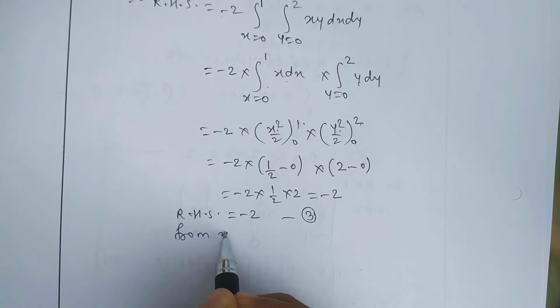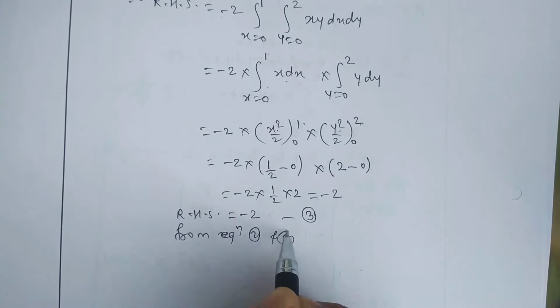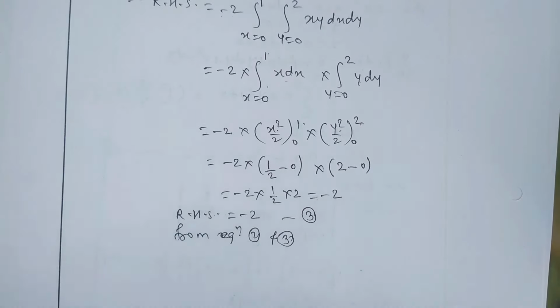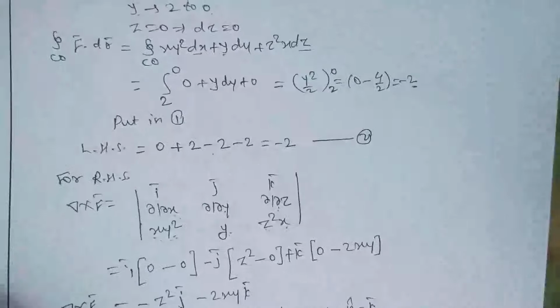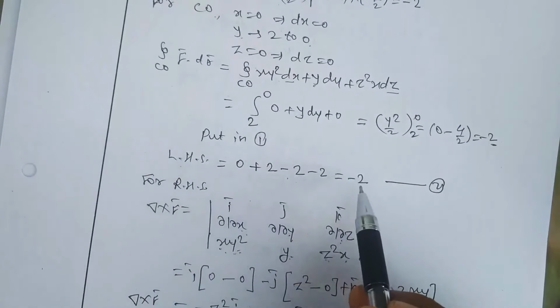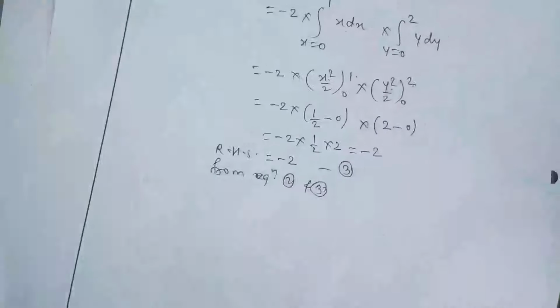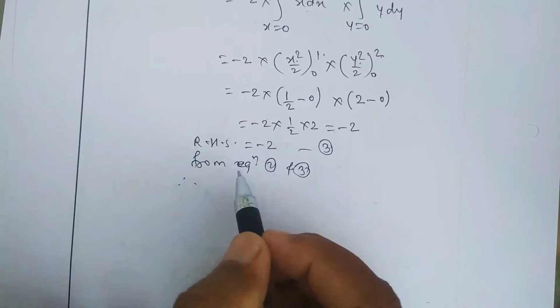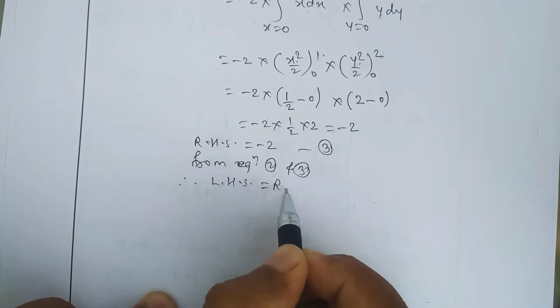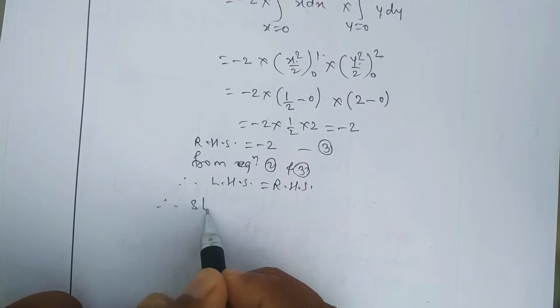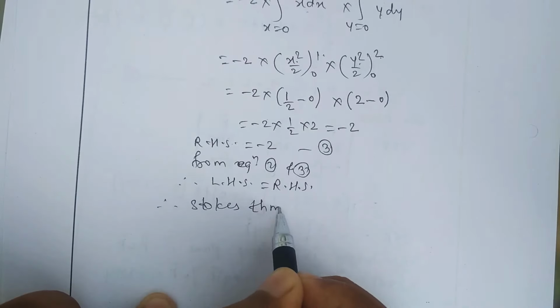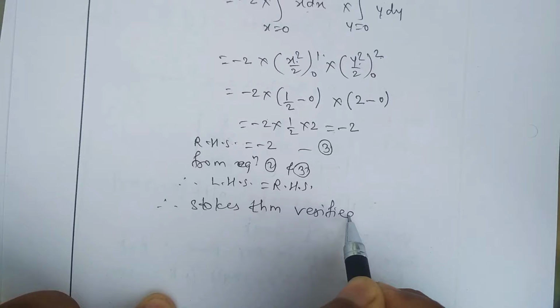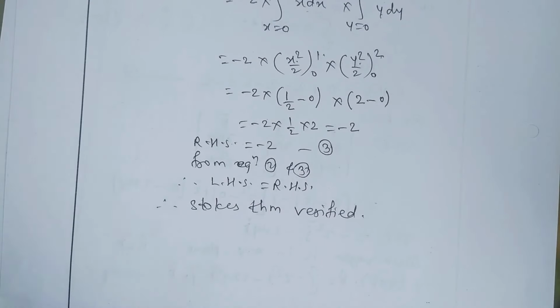Therefore, from equations 2 and 3, what is equation 2? In equation 2 you get the value of LHS. Here the value of LHS is also minus 2 and the value of RHS is also minus 2. Therefore LHS is equal to RHS. Therefore Stokes theorem is verified. So that is the whole solution of this example. Thank you.